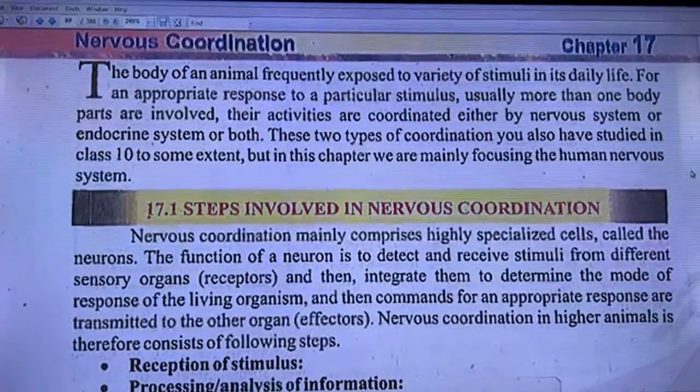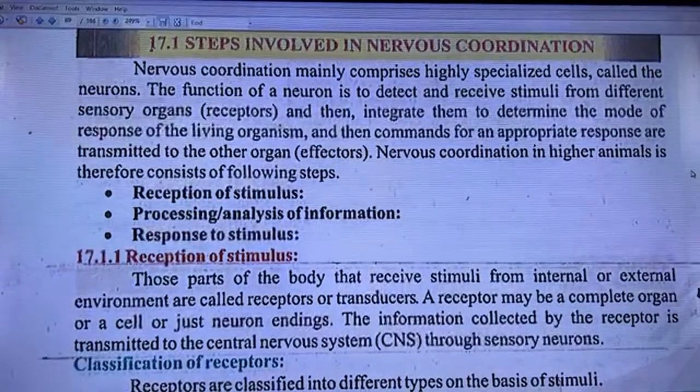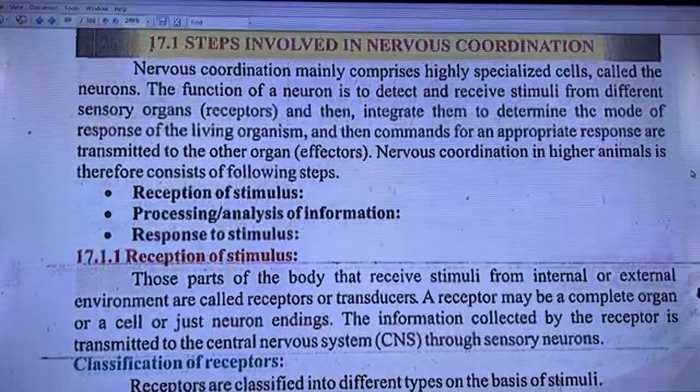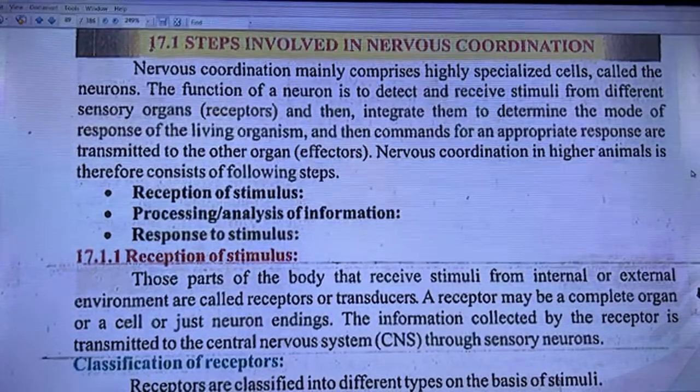Steps involved in nervous coordination. Nervous coordination mainly comprises highly specialized cells called neurons. The function of a neuron is to detect and receive stimuli from different sensory organ receptors and then integrate them to determine the mode of response of the living organism. And then commands for an appropriate response are transmitted to the other organs, the effectors.